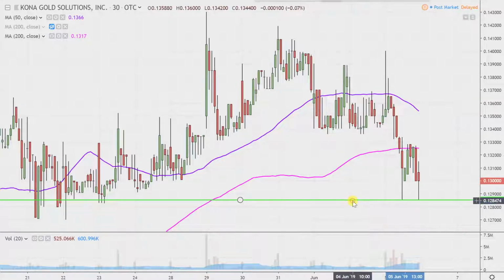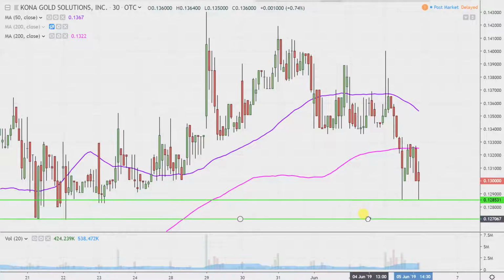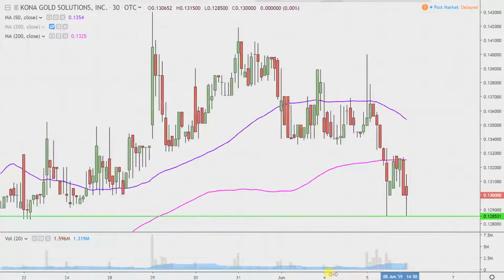In the event that level no longer holds as support, the next key overarching level of support would be down here at 0.127. So keep an eye on these couple of levels, and I think I'll just leave it at that, because as of right now, this level is looking pretty strong. We'll see if that can hold up or not.